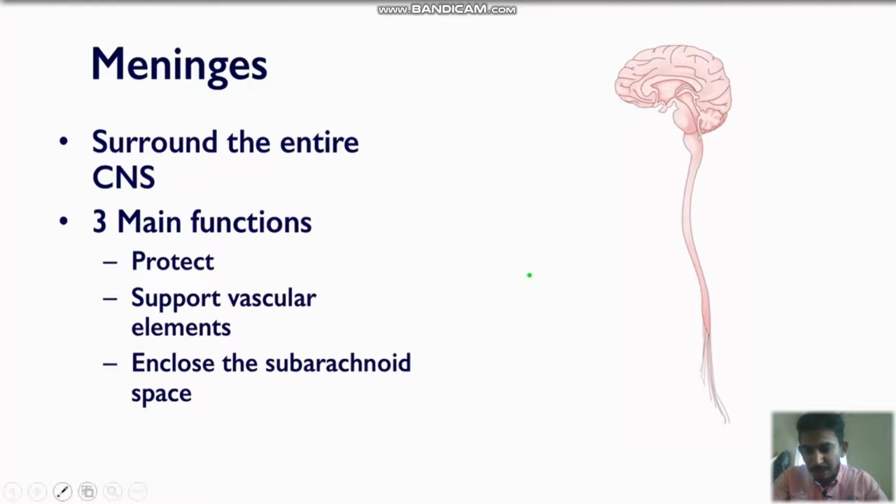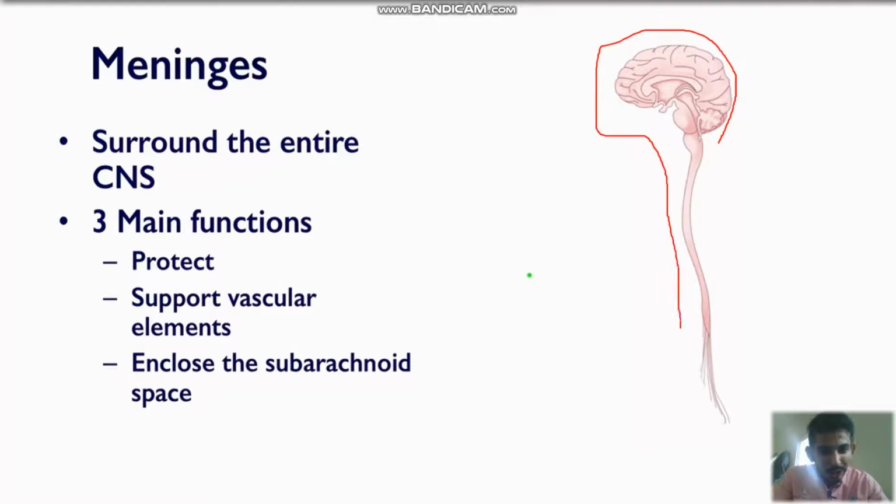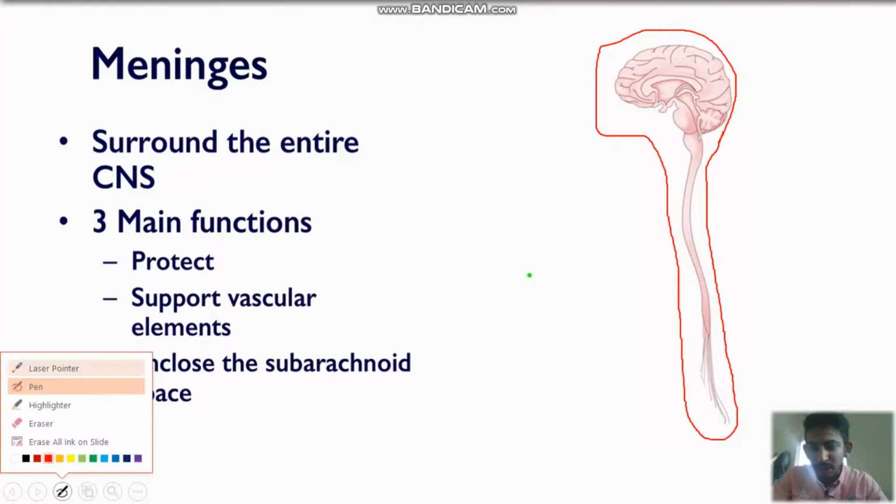So, if we talk about meninges, let me draw it. Meninges cover our brain, then they cover our spinal cord, and they go all the way beyond the spinal cord and form a structure called the dural sac. We'll talk a lot more about the dural sac when we talk about the spinal cord itself.